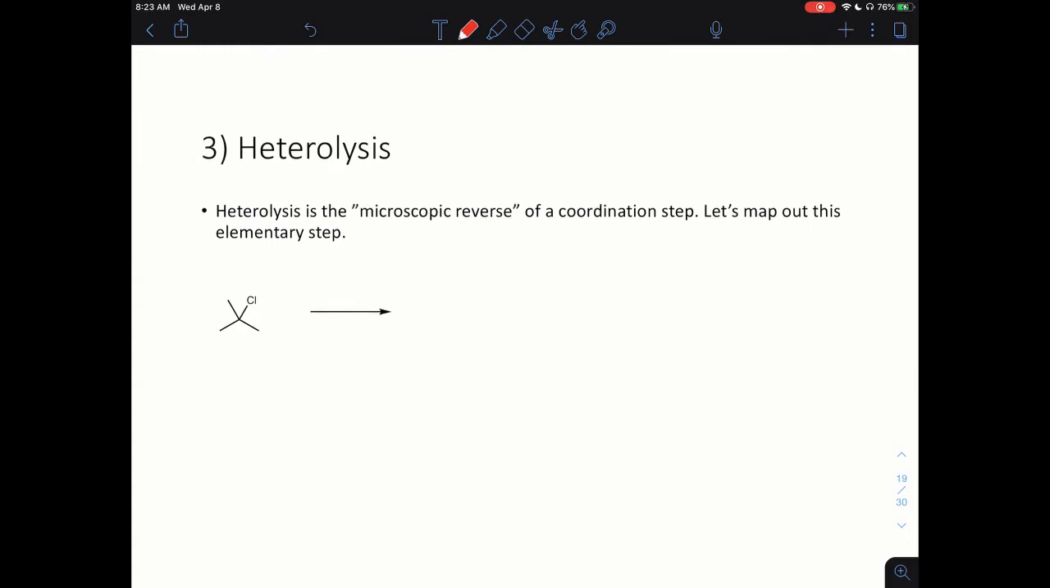Heterolysis is the microscopic reverse of a coordination step, which means it's the exact reverse. So let's map this out. What do you think? It's the reverse, which means we're going to form the carbocation and chloride. So this sigma bond just breaks. So in a heterolysis, we will break the sigma bond, and we end up with a non-bonding pair of electrons and an empty orbital.